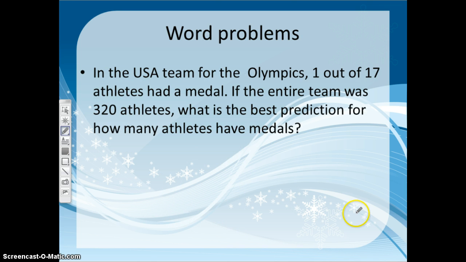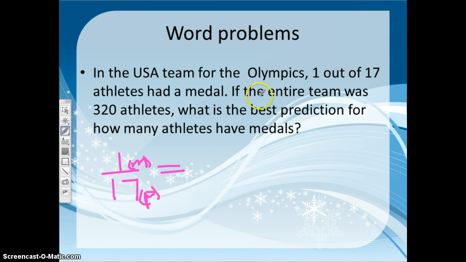Alright, now for some word problems. The trick with solving word problems in proportions is to make sure you have the same item on the numerator in both ratios. So, in the USA team for the medals, 1 out of 17 athletes had a medal. There's a ratio, 1 to 17. So this is medals to people. Notice I'm just writing these as little letters here. Those aren't variables. It's just so that I can keep straight what I'm comparing to what.